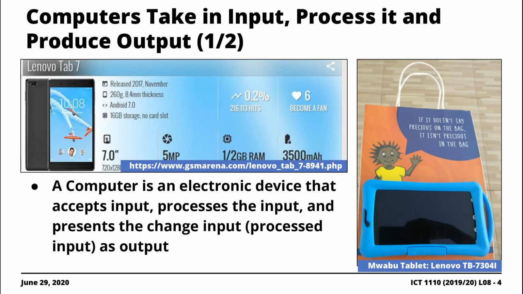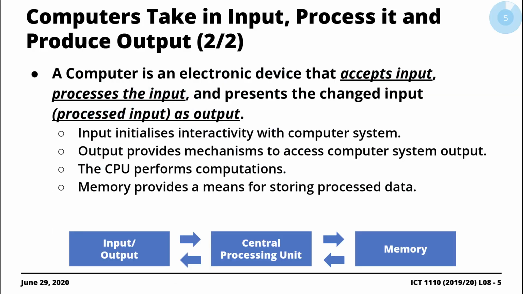Just to wrap it in again, our definition of a computer is an electronic device that accepts input, processes the input, right? When you process the input, you get information, and presents the changed input, which is information, as output. And we've also emphasized the fact that optionally, the output could be saved to persistent storage, right? And again, in terms of the interaction between the different components associated with the computer, you have a situation where input is provided to a computer, right? And the central processing unit is the one that processes the input.